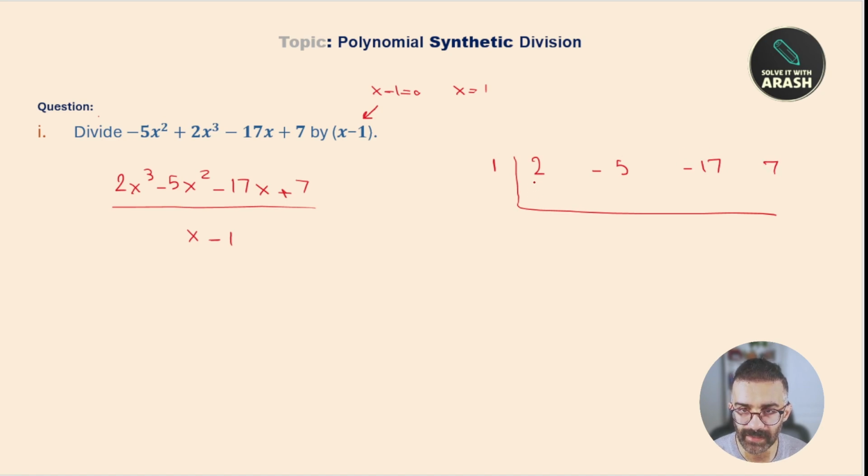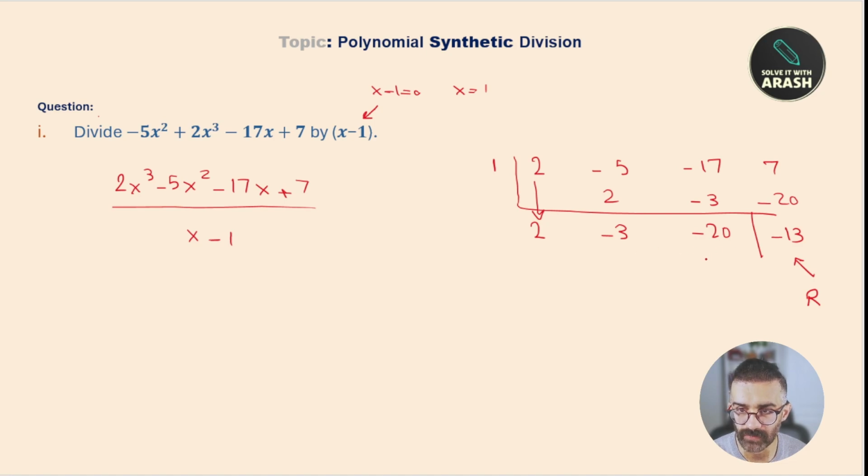First step, bring down 2, no change. Multiply by 1, and write it below the next coefficient. Now add negative 5 to 2. The result is negative 3. Multiply by 1 makes it negative 3. Add with negative 17 makes it negative 20. Repeat multiplying by 1. That's a negative 20. Add it to 7. Negative 13. That's the last number. The last number is going to be the remainder, which I show with R.